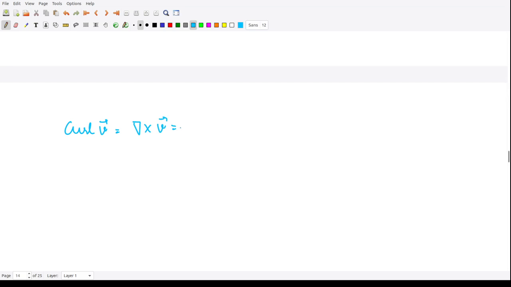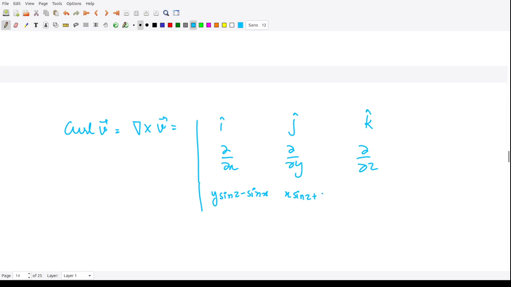So it would be equal to calculating the determinant of i cap, j cap, k cap, del by del x, del by del y, del by del z, and the components of vector v, they are given to be y sin z minus sin x, and it is x sin z plus 2yz, and for the third part it is xy cos z plus y square.